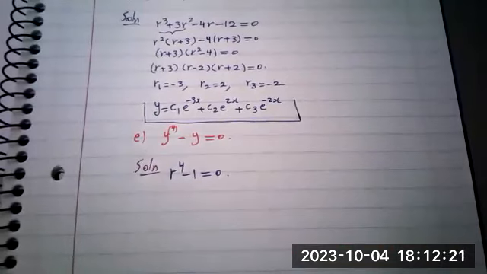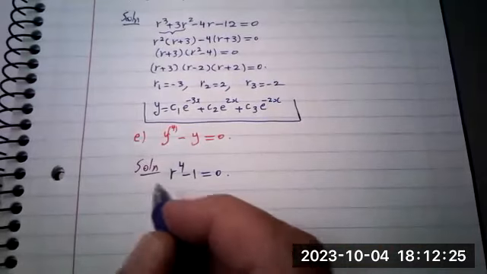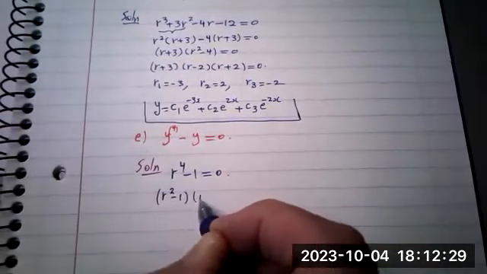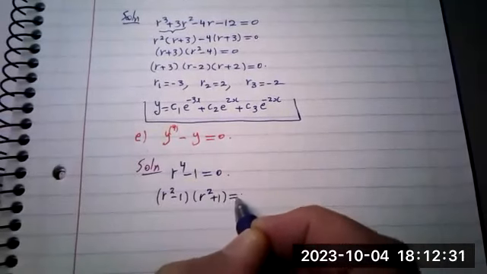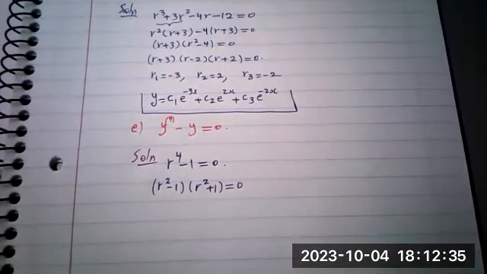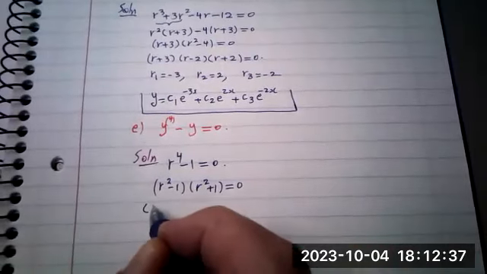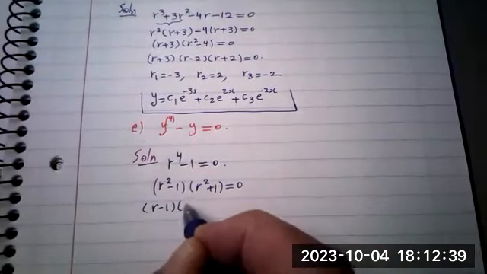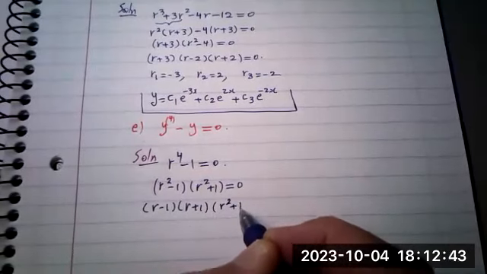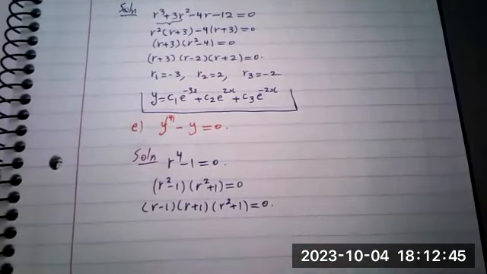How are we going to factor this one? Okay, so it's going to be r squared minus 1 times r squared plus 1 equal to this. You can handle the other two. You can write the first one at least into r minus 1, r plus 1. The r squared plus 1, you keep it, then you change it to the complex number.